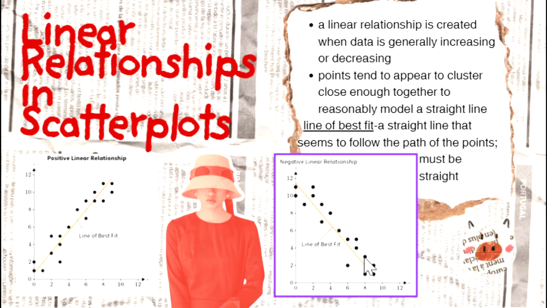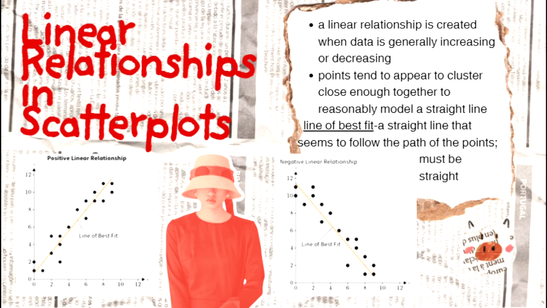Okay, so remember this line, this orange line, is called the line of best fit. It's a straight line that seems to follow the path of the points, and it must be straight. It cannot be curved, can't be a parabola, it can't be exponential, okay? It has to be straight.